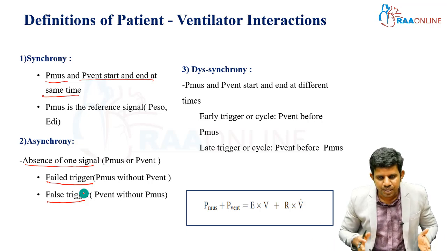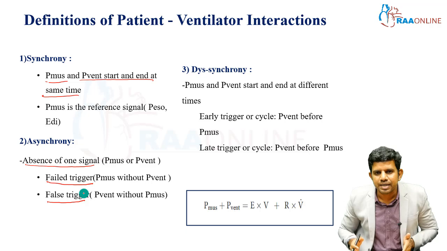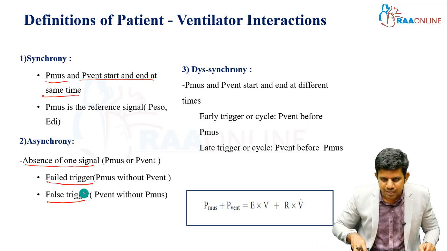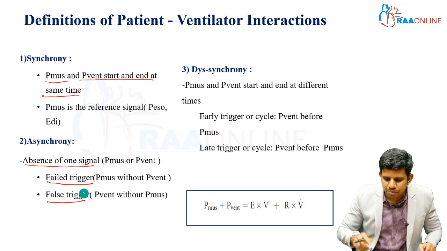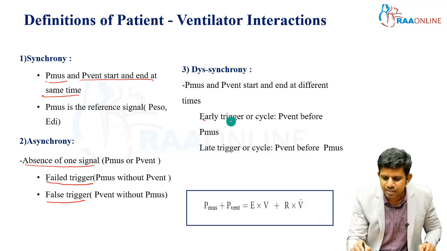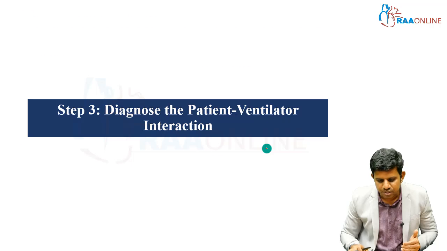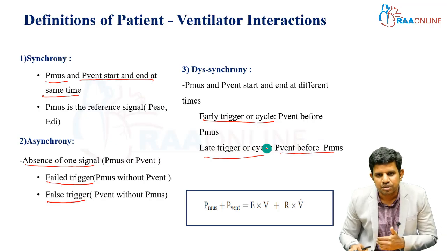Dysynchrony means P-vent starts and ends at different times than Pmus. Normally the Pmus and P-vent will be at the same time. If the P-vent comes before the Pmus, it's called an early trigger. If the P-vent comes after the Pmus, it's a late trigger. So the third step, patient-ventilator interactions, synchrony, asynchrony or dysynchrony, we'll discuss in a separate class.